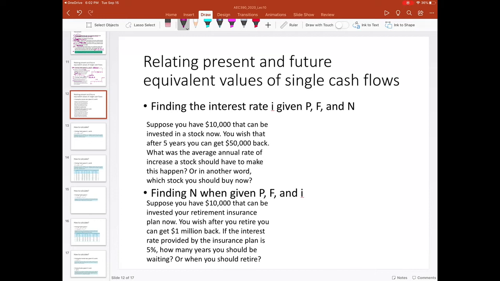Okay, so here we have another 2 scenarios. Okay, the first one is to find the interest rate I given P, F, and N.